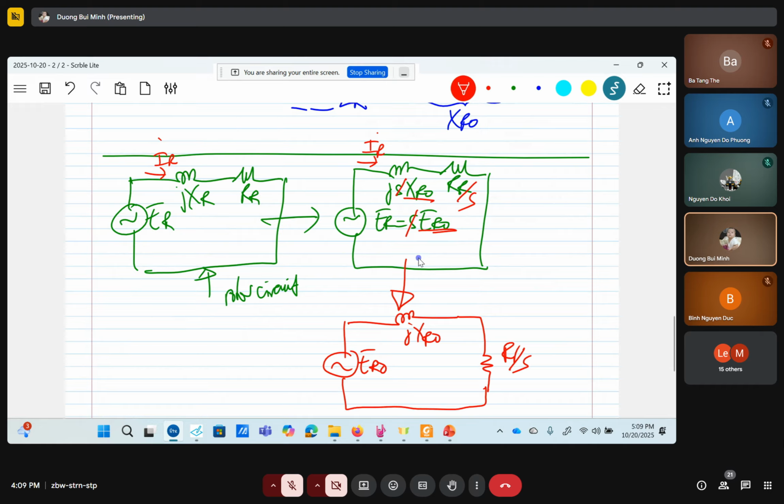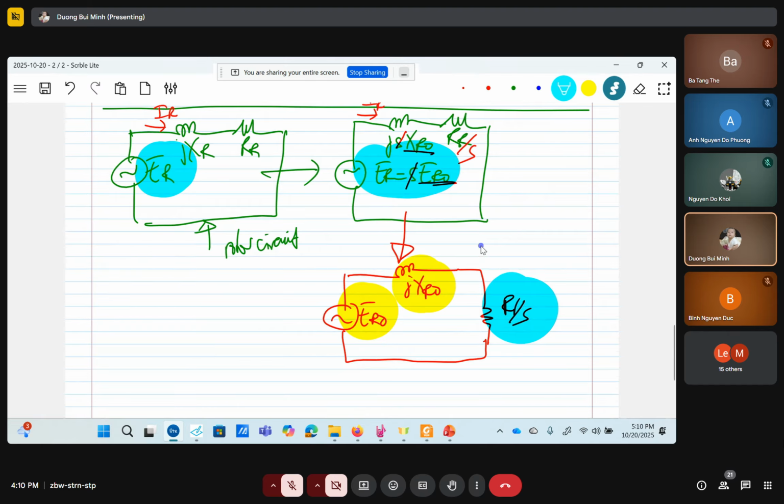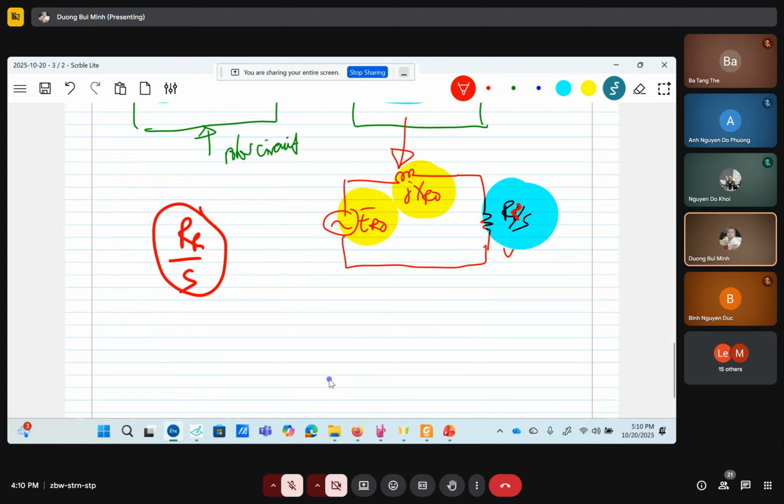So at the beginning, ER is variable. Why? Because ER is a function of S times EI0. But when we modify, the voltage here is constant. XI0 is constant. Just RR over S here is variable. This one is constant.